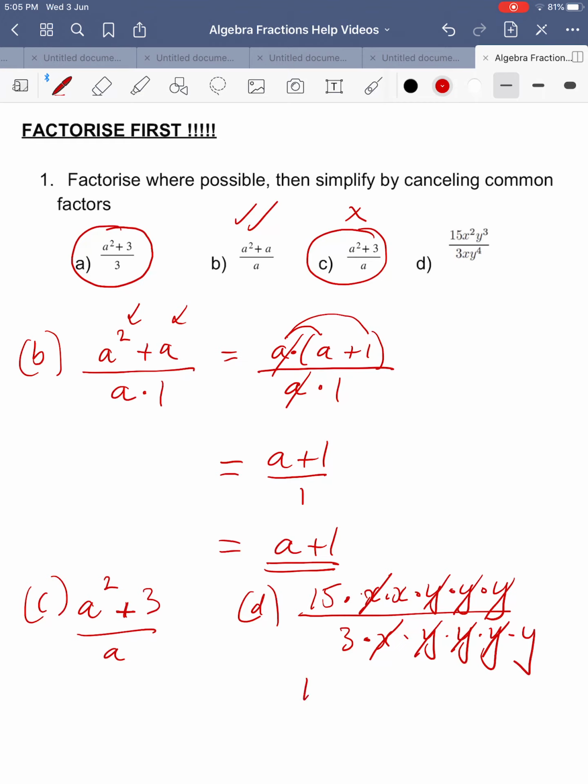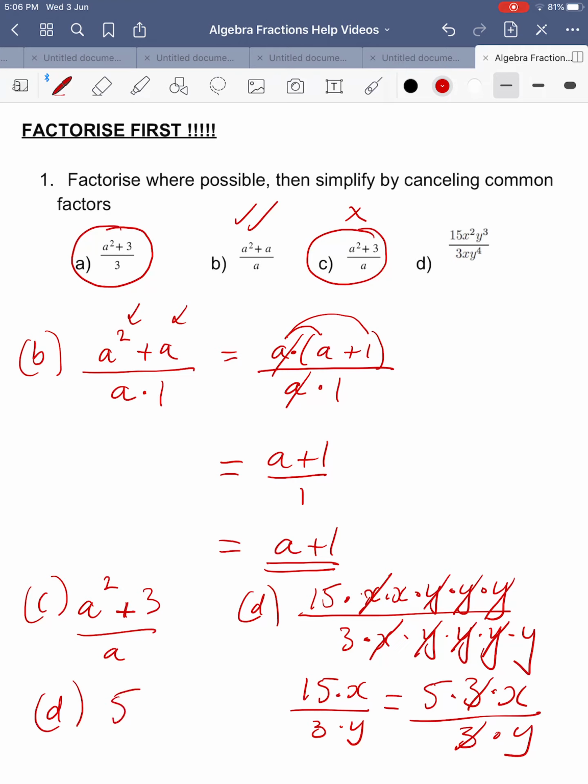Okay, so you've got 15 on the top times x, on the bottom 3 times y, but of course you can go further because this is 5 times 3 times x, so we're breaking it down to factors. 3 times by y, cancel, cancel, so the final answer for D here is 5 times x divided by y.